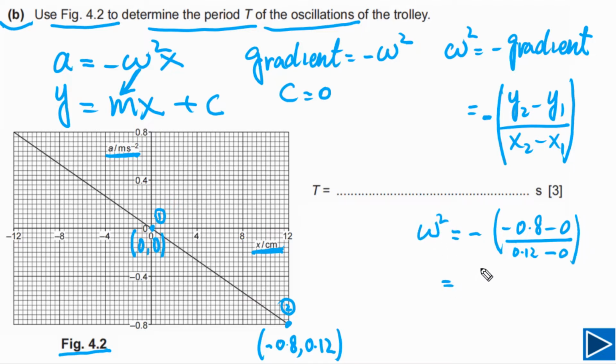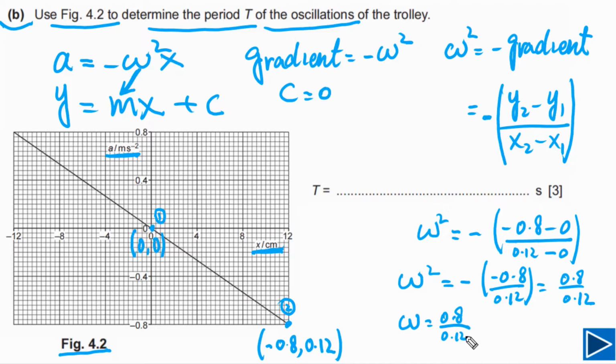If we simplify this, we have negative 0.8 divided by 0.12, so this is equal to 0.8 divided by 0.12, and this is the value of omega square. We need omega, so we take the square root on both sides. Omega will be equal to 2.58 radians per second, and this is the value of omega.